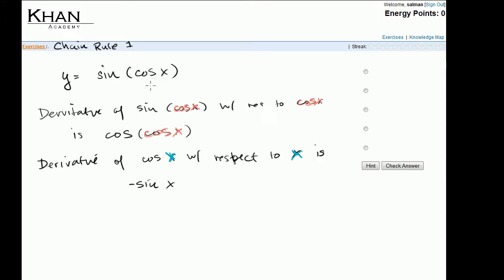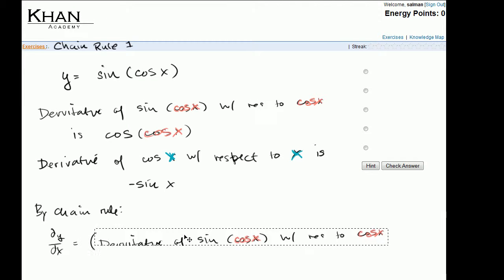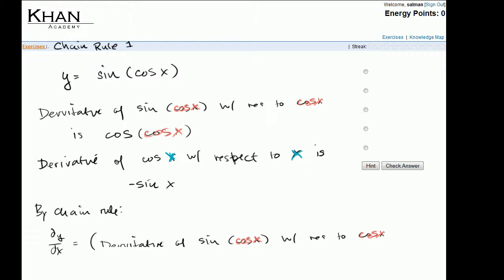Actually, this is a better place to start: what's the derivative of the outside with respect to the inside, and what's the derivative of the inside? This is better than the way I did it last time. Then we could say, by the chain rule, the derivative of y with respect to x is equal to the derivative of sine of cosine of x with respect to cosine of x, times the derivative of cosine of x with respect to x.